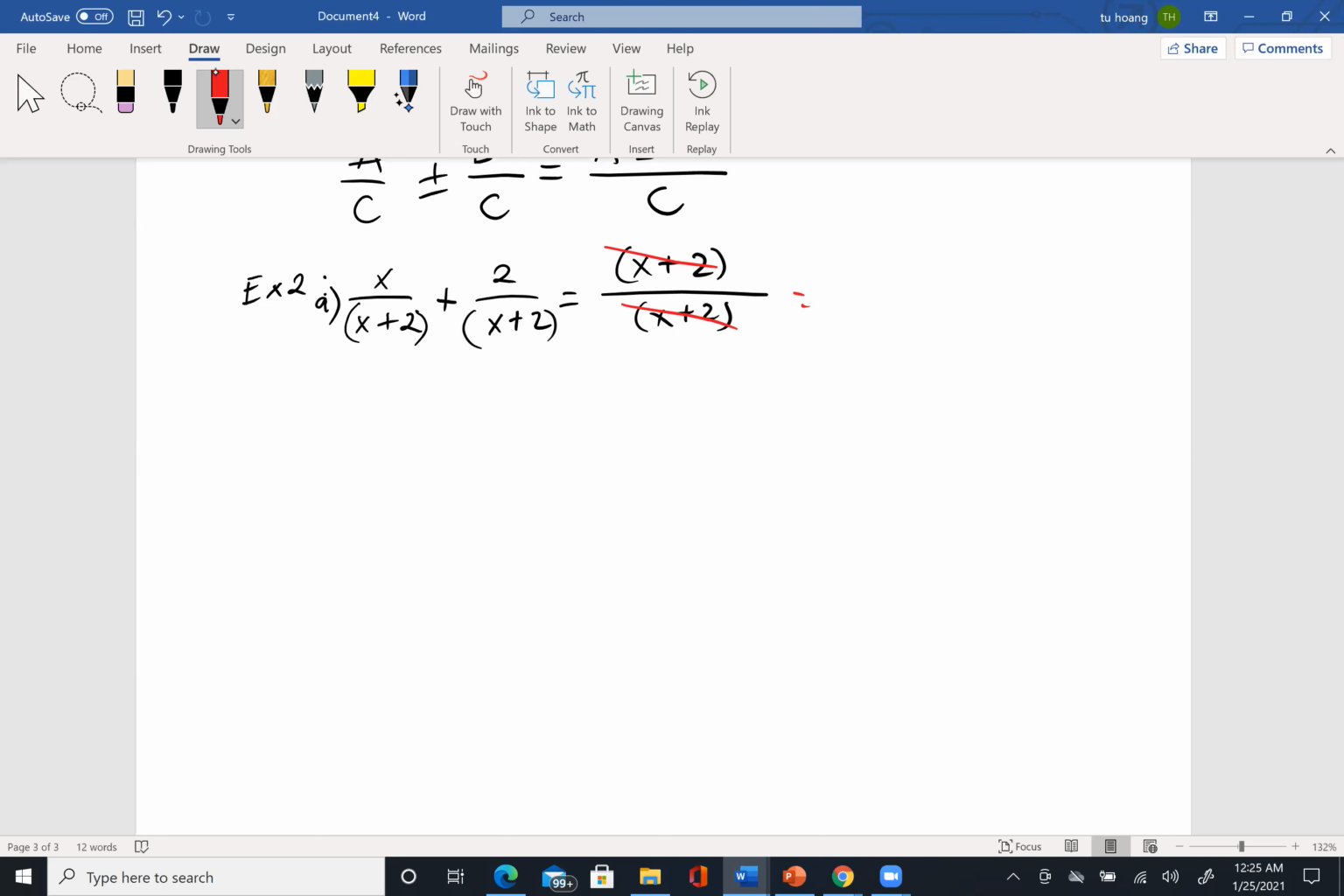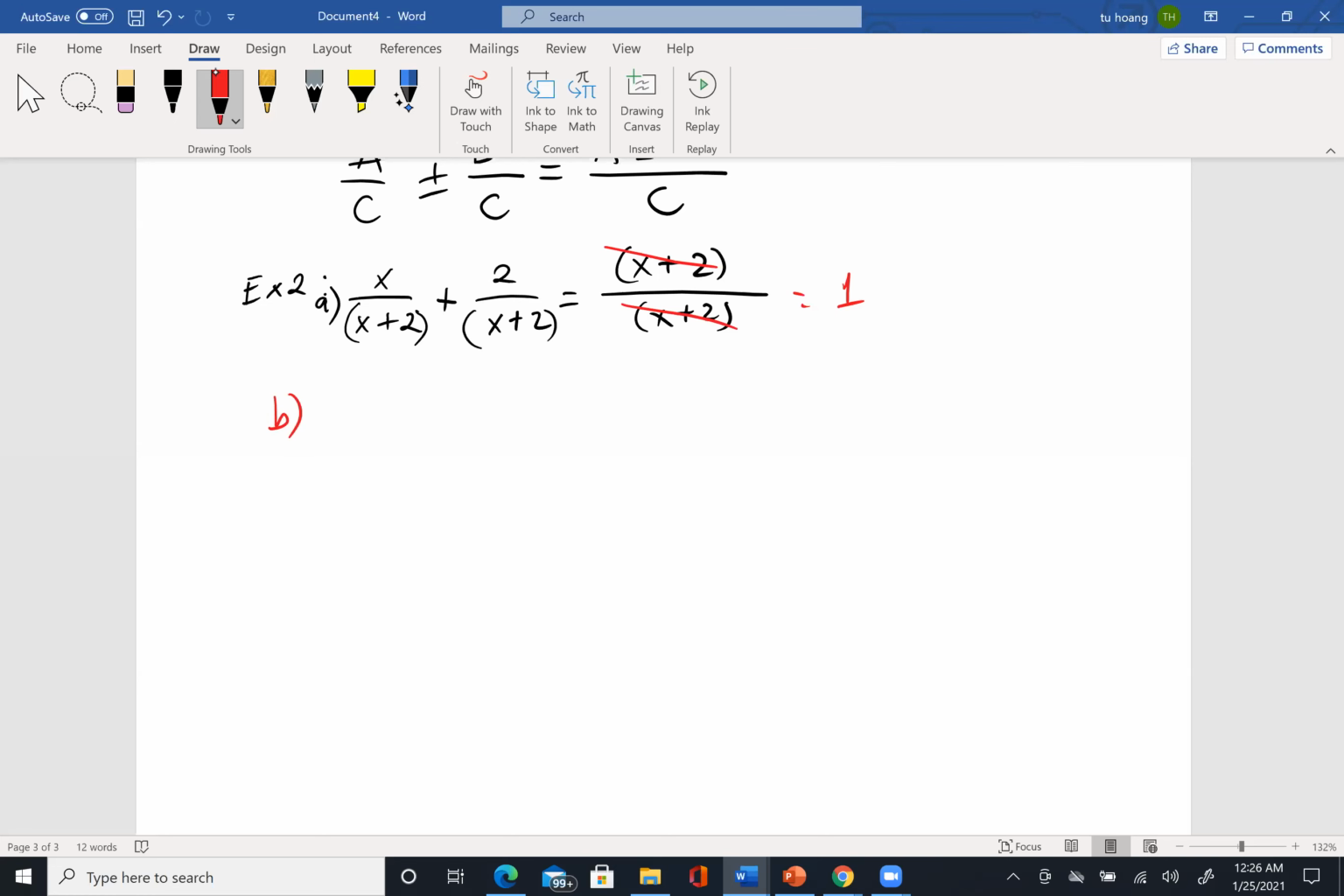Is that gonna be 0? No. Cancelling is a division, like 5 divided by 5 is equal to 1, right? This is just divided by itself. Division is gonna be equal to 1. Okay.